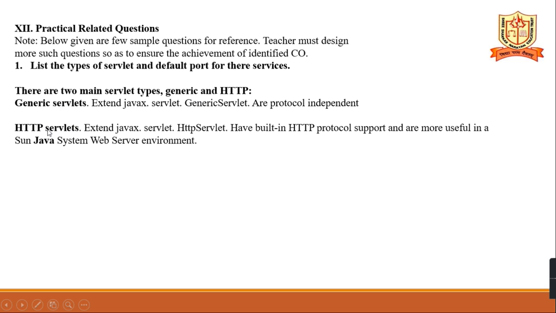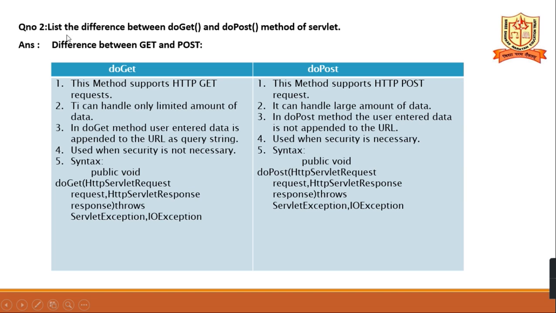One is generic servlets and the other is HTTP servlets. They have built-in HTTP protocol support, more useful in the Sun Java System Web Server environment. Next, list the difference between the doGet and doPost methods of servlets. The doGet method supports the HTTP GET request and can handle only a limited amount of data. In doGet, the user-entered data is appended to the URL.